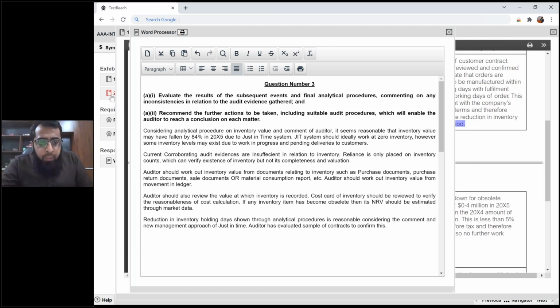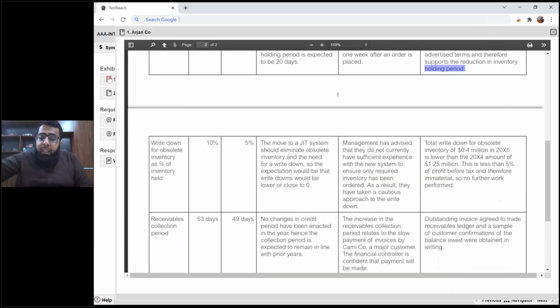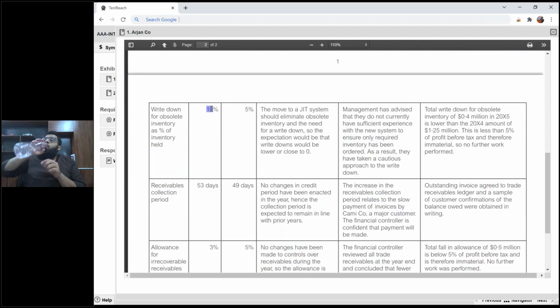Now let's move forward. Write down for the obsolete inventory as a percentage of inventory held. Here we should look at it carefully. Now I have a question for you people. Please listen to me. Can you tell me what we are trying to achieve by evaluation of a sample of contracts?